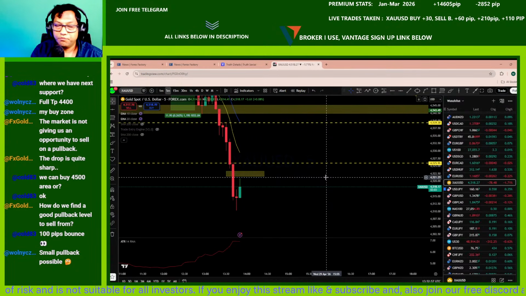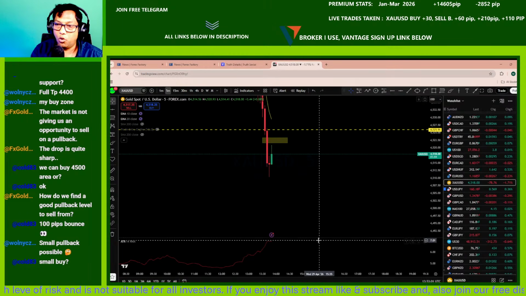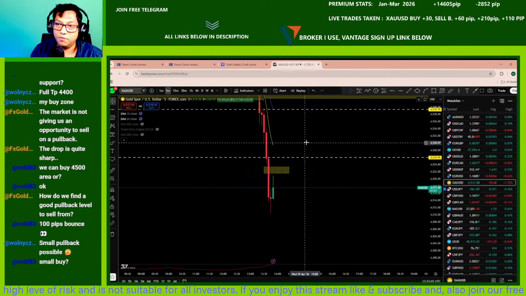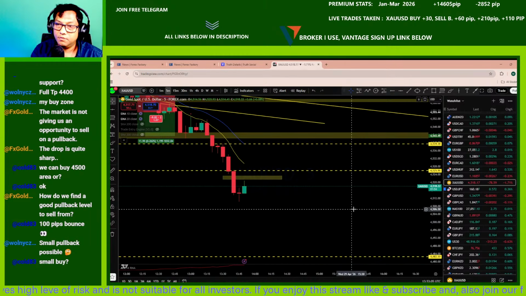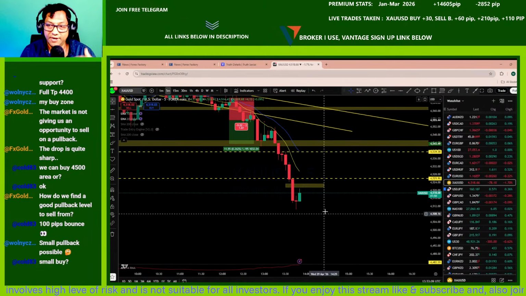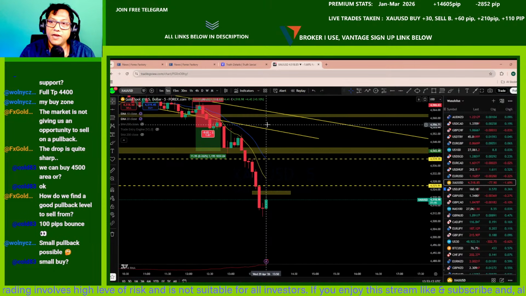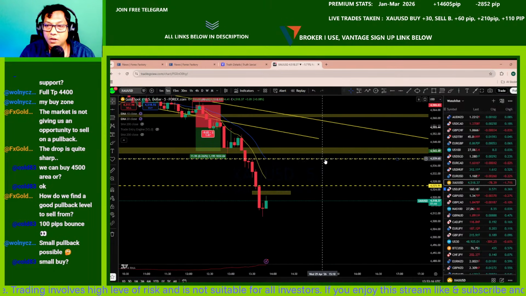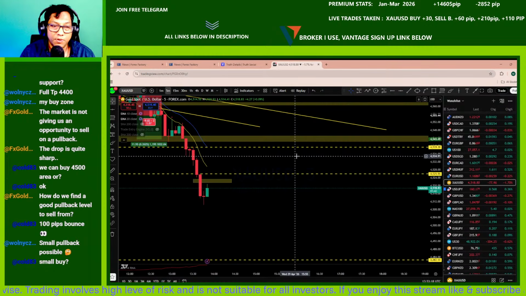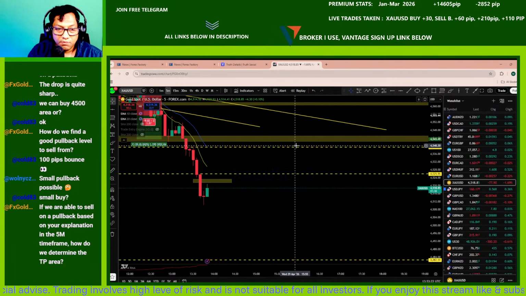Small buy? No, I normally do not open against that. Rather, I will wait for the pullback to sell. But if you're lucky enough, you might see a big move back to the upside as the 4 hour candle close is coming. It might give you a big move, but your probability will be lower if you are able to sell on a pullback, based on your explanation in the 5 minutes.